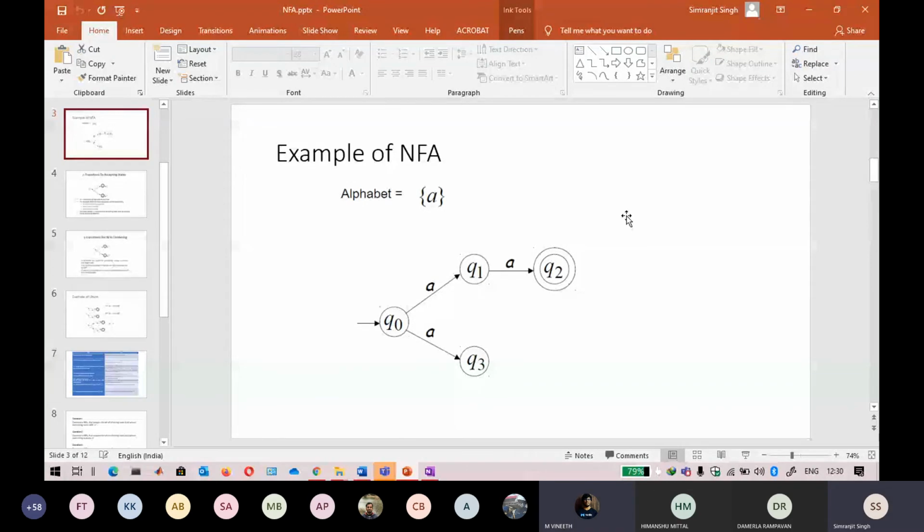Yes, you can say that we have a 50-50 chance of acceptance because you can follow any path here. So the path where your acceptance is occurring, we will follow only that path. That is the advantage of this: we have defined multiple paths and we will follow only the path where our input is accepted.